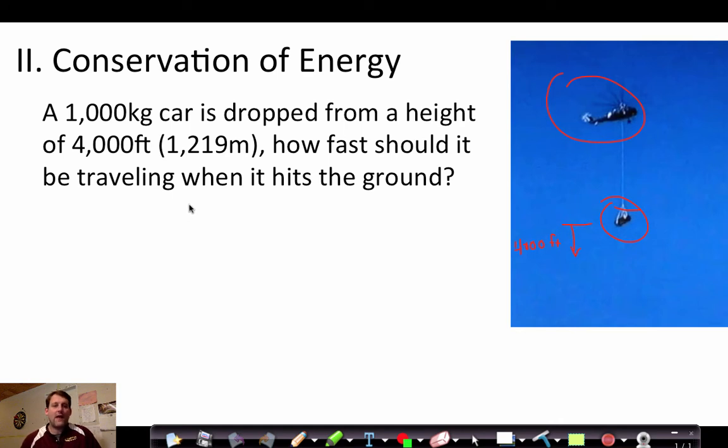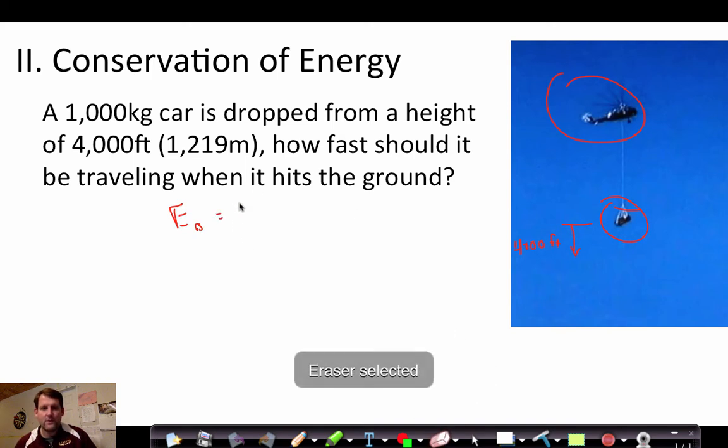If all we do is try to find some velocity equation, this is going to be really tricky. But if we start with energy, it becomes easy pretty fast. So we know that E before is equal to E after. My energy before: the car is not moving, it's stationary here. The energy before is simply the potential energy of the car. I'm going to put a B here for before.